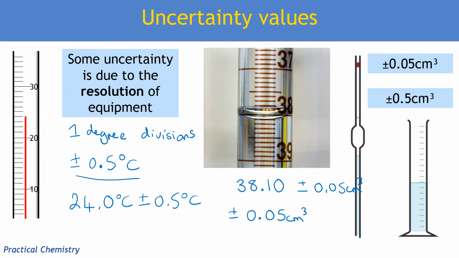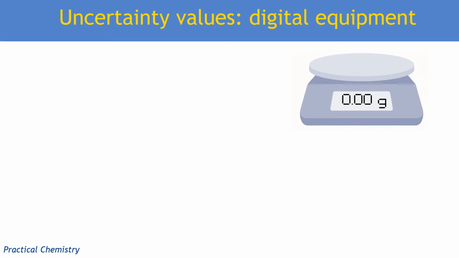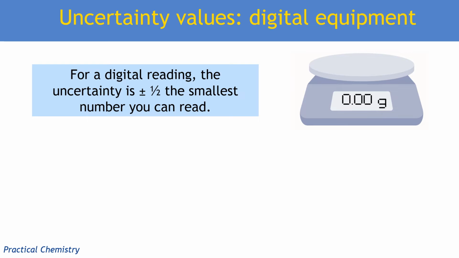Okay, finally, we have digital equipment. Rather than analog, it gives us a digital readout of the exact number, so we don't need to work out where something lies. And for a digital reading, the uncertainty is half of the smallest number you can read. So actually it's really similar to the previous one.